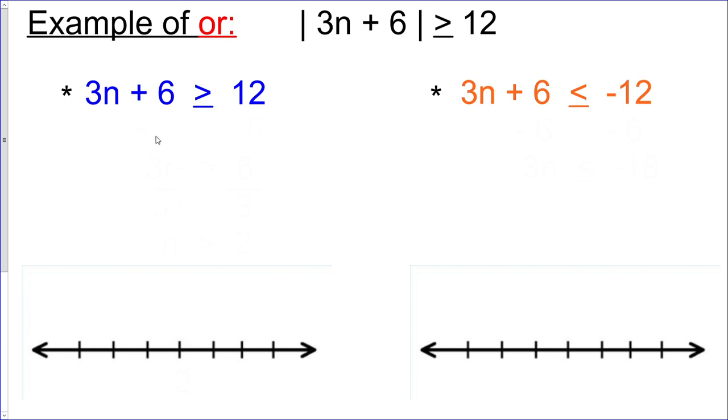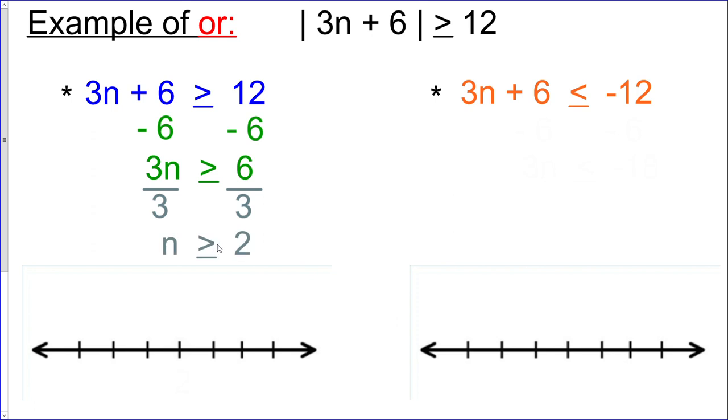Let's go back over here and solve it for positive 12 first. We're going to subtract 6 from both sides. That will give us 3n is greater than or equal to 6. Next step is to divide by 3. When we divide by 3, we get n is greater than or equal to 2. So on that one, we're going to put a solid dot on 2 and we will shade it to the right.